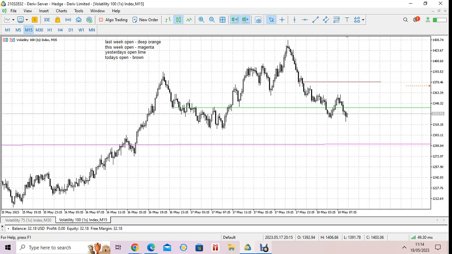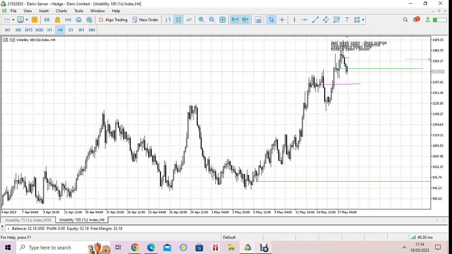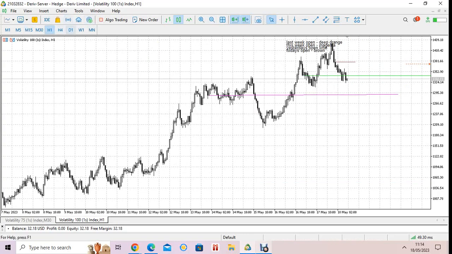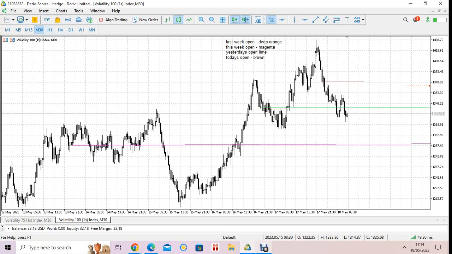So for example, let's get into it. Let me just open the bigger time frame so you can see the whole picture. Maybe H1. It's just that I have these written here. This is last week's open. I wrote this key down for you guys to understand that these color lines here are all representations of when price opened.